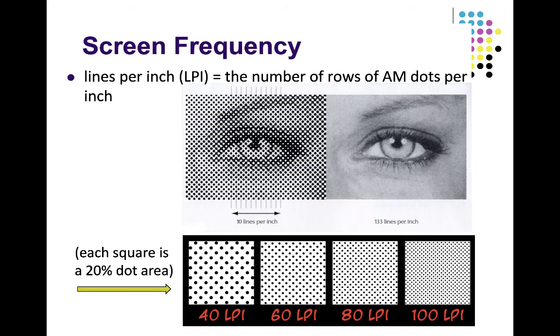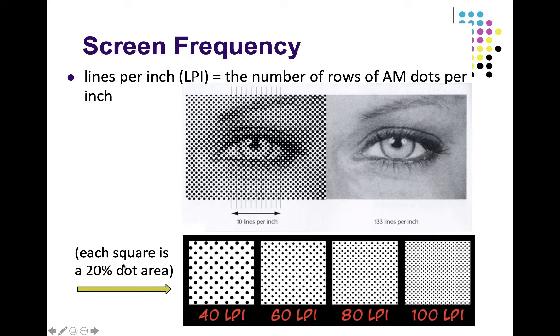The next characteristic of halftone screens is halftone resolution, and this is measured in lines per inch, or LPI. You can see here, this very coarse resolution halftone is 10 lines per inch. So lining up over an inch, 10 lines, the dots are aligned on those lines. When we get up to higher lines per inch, the dots disappear. But we still have, in this case, 133 lines per inch.